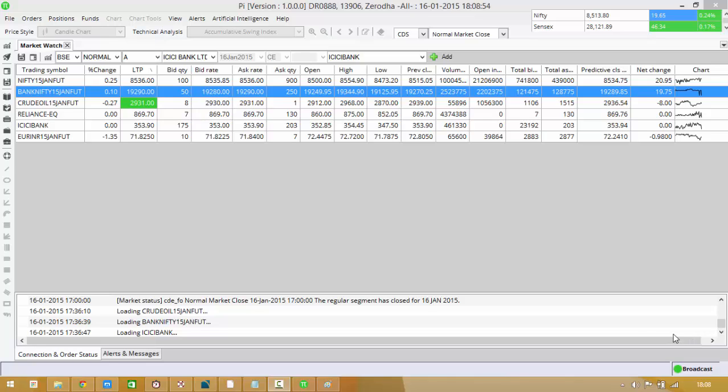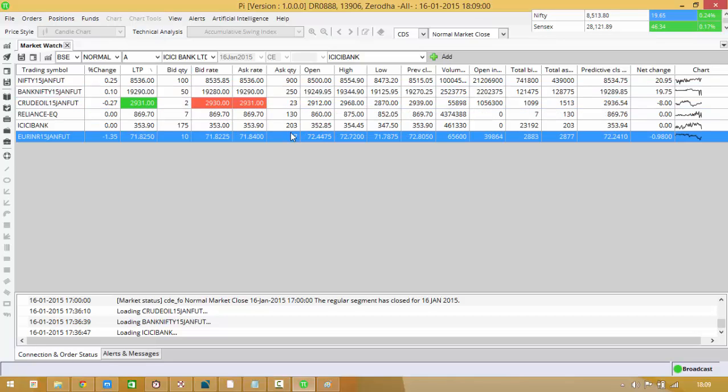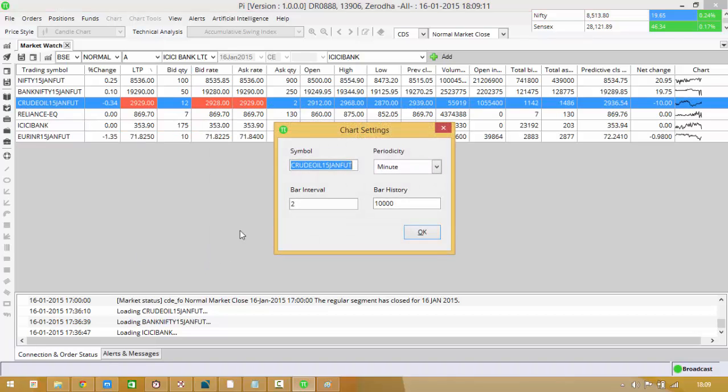Unlike other trading platforms, Pi doesn't give you one chart where you can keep changing the time frames. Instead, Pi gives you multiple charts with different time frames depending on your need. This allows for easy comparison. Let me show you. So I'm opening the first chart of crude.